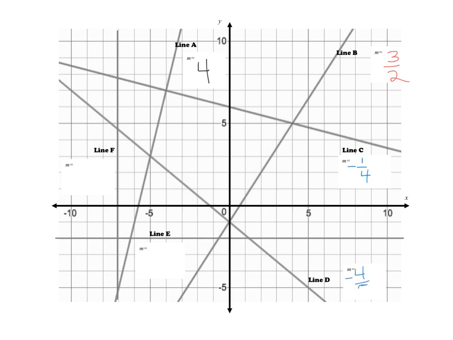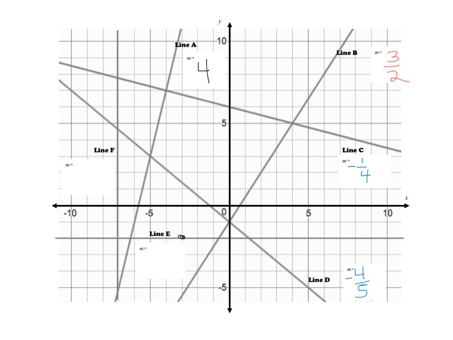All right, moving on to the next one. Now, line E. Line E is a horizontal line, right? So if you look at line E, right here, every single point right here, this is a point, this is a point, this is a point, this is a point, this is a point, this is a point, right? So honestly, it doesn't matter which ones you use.